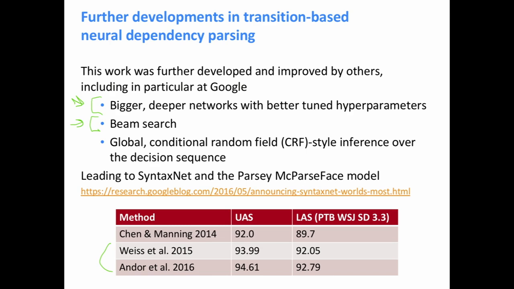Quick question. Do humans always agree on how to build these trees? And if they don't, what would be the accuracy or agreement of humans relative to those? So that's a good question, which I haven't addressed.